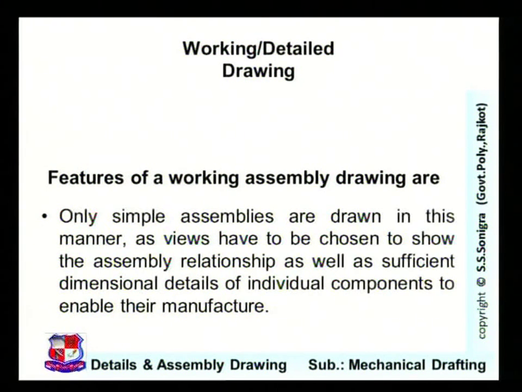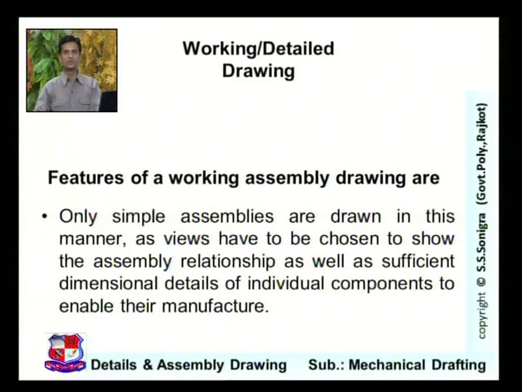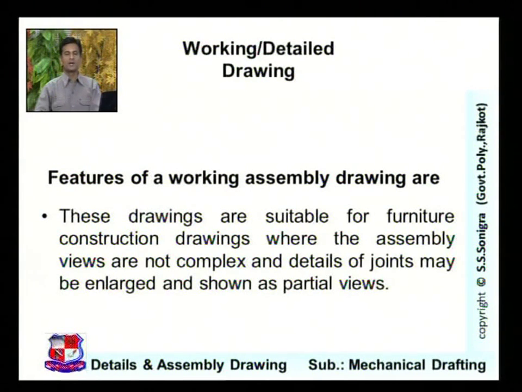Now features of working assembly drawings. These are the features. Only simple assemblies are drawn in this manner, as views have to be chosen to show the assembly relationship as well as sufficient dimensional details of individual components to enable their manufacture, so that it could be manufactured by any skilled person. That needs to be represented in the working assembly drawing. Some more features: these drawings are suitable for furniture construction details where the assembly views are not complex and the details of joints may be enlarged and shown as partial views.